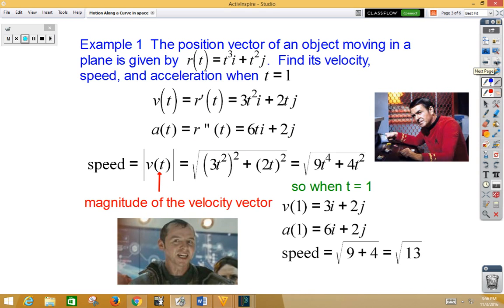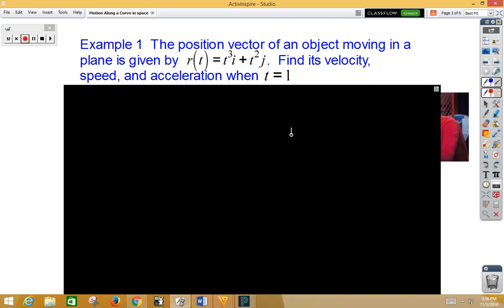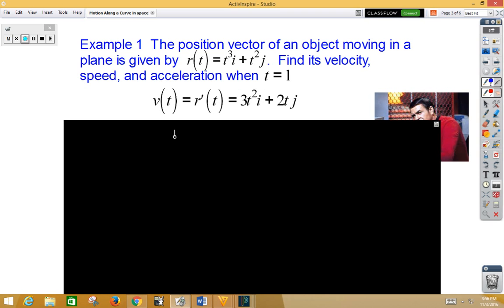Example 1. In example 1, the position vector of an object moving in a plane is given by r of t is t cubed i plus t squared j. We want to find its velocity, speed, and acceleration when t is 1. Well, velocity would be the derivative of position. Speed is the absolute value of velocity, or the magnitude, and acceleration is the second derivative.